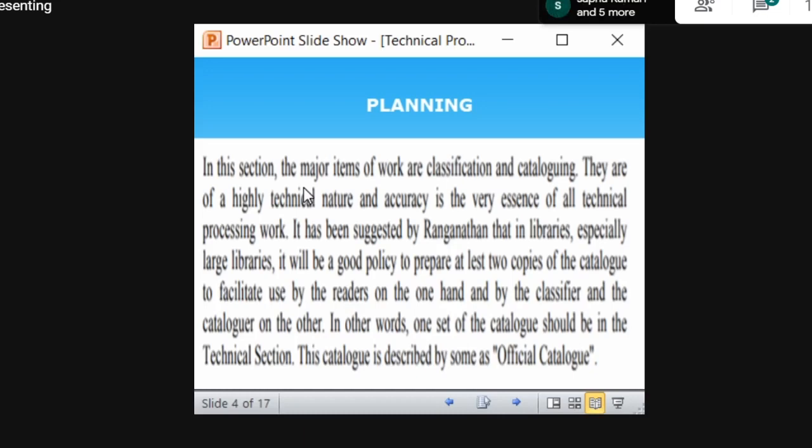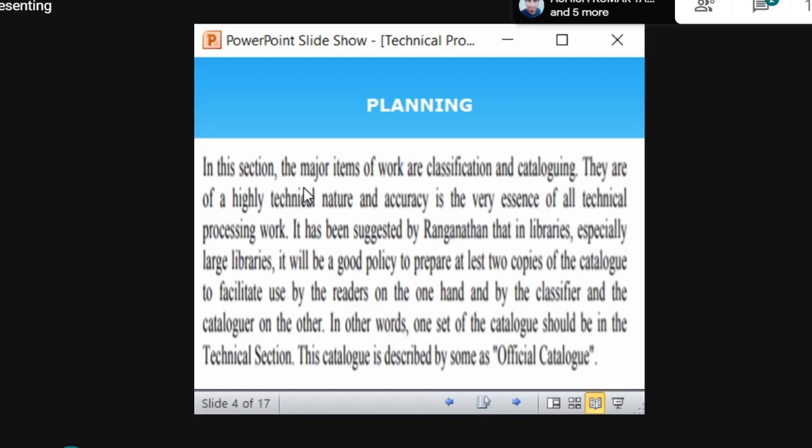So when you come across this name called official catalog, it means it is a copy of the catalog which is kept in the technical section. Don't confuse this or compare this with the OPAC or computerized catalog. In the manual days, he advised technical section people to prepare two sets of catalog. One is done by the classifier, one is done by the cataloger. One copy should definitely be kept in the technical section. One copy should be kept for the users in the catalog cabinet, for users to search. So the copy which is kept in the technical section is called the official catalog.